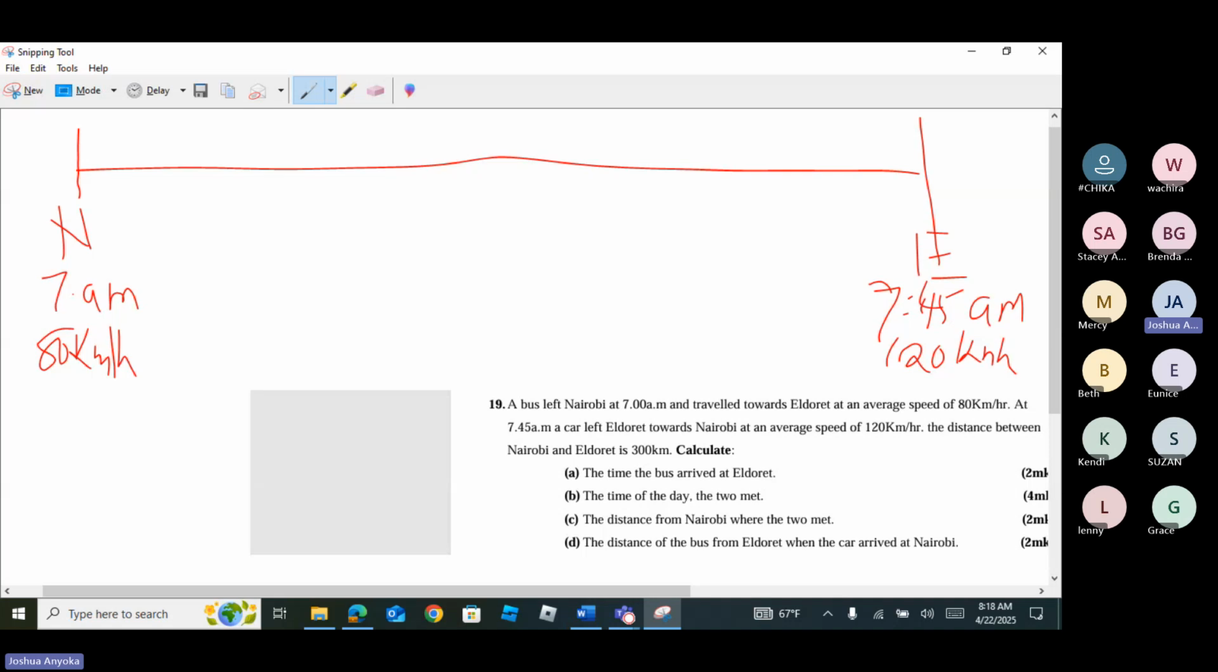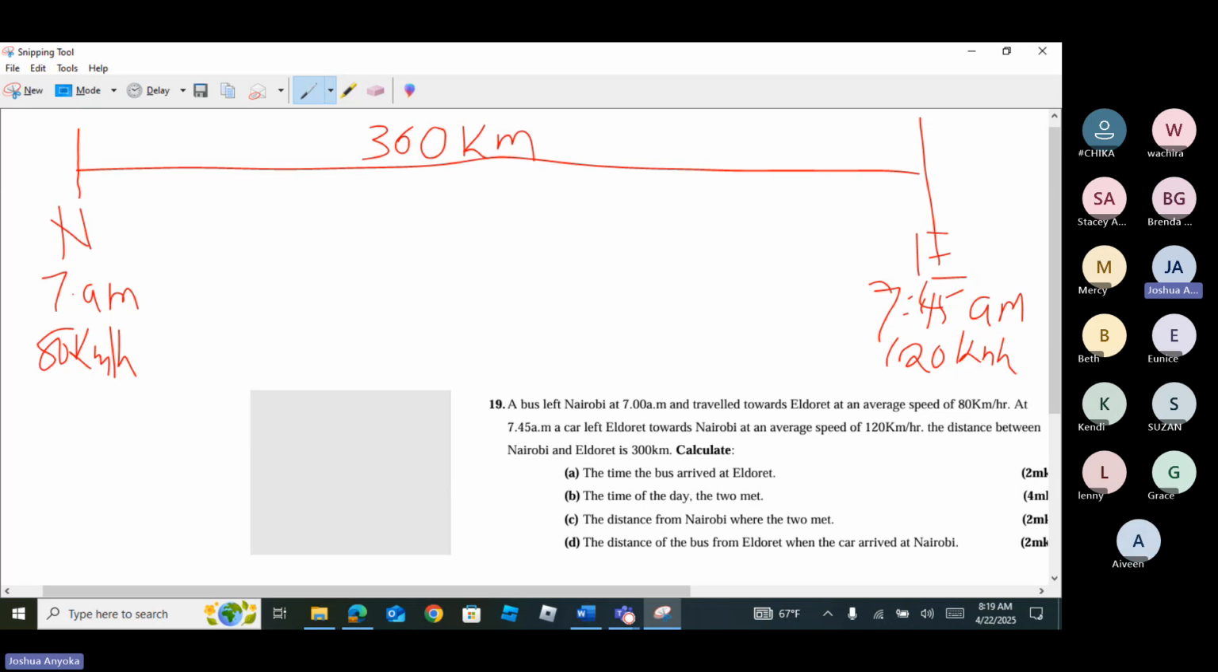Then the distance between Nairobi and Eldoret is 300. The distance we are discussing here is 300 kilometers. Calculate the time. Try to bring all the information, all that you know, in a diagram. It's an activity that will enable you to think. The time the bus arrived at Eldoret.